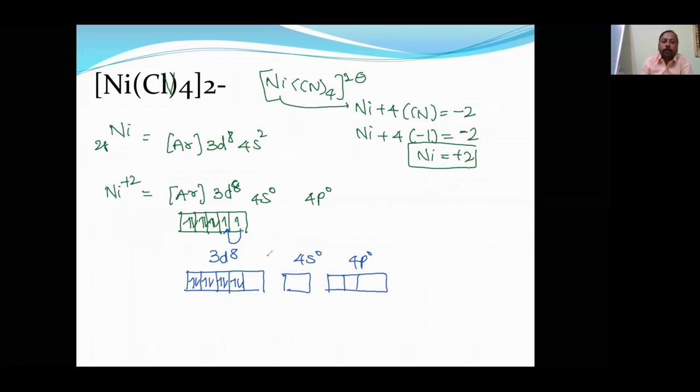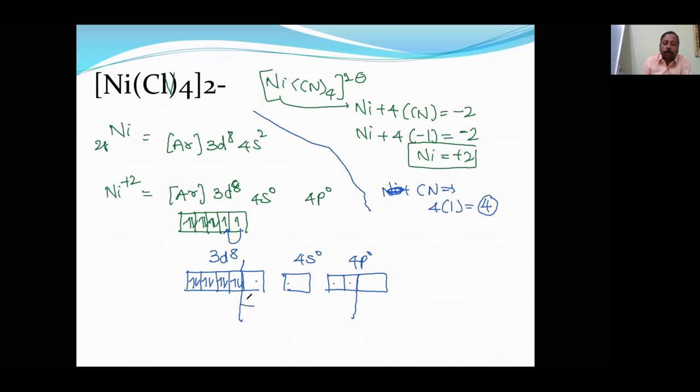But hybridization is going to change. What will the hybridization be? For finding the hybridization, what should we find out? Very good, the coordination number. So the coordination number here is 4 into 1, since CN denticity is 1, therefore 4. So 4 orbitals; we should start counting from here itself: 1, 2, 3, 4. So the hybridization is going to be dsp2. What is the magnetic nature?